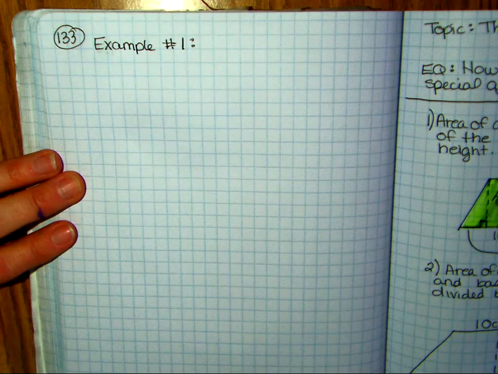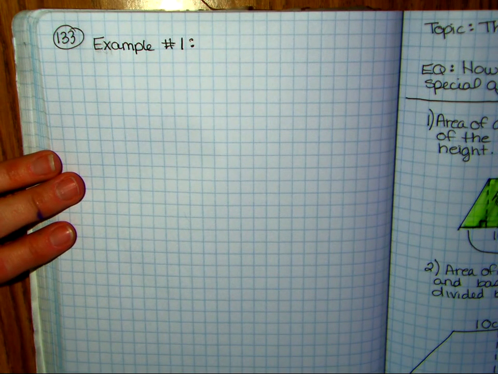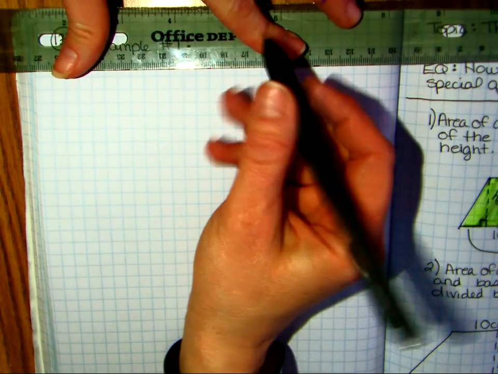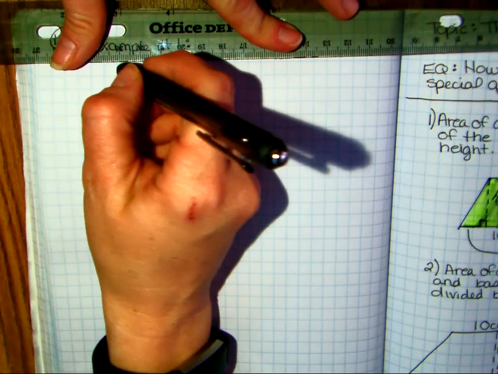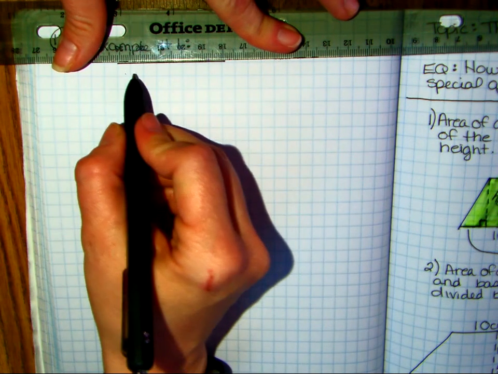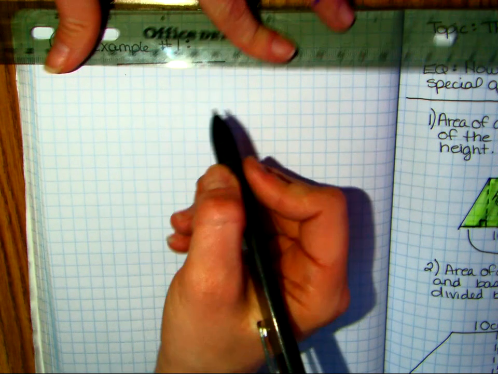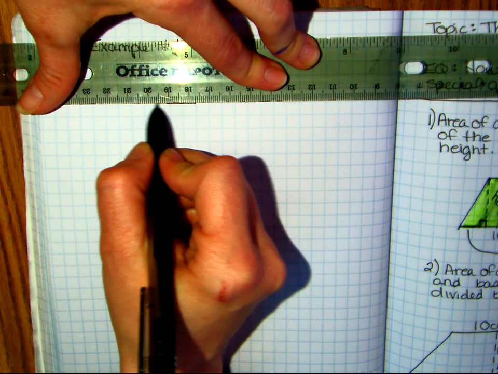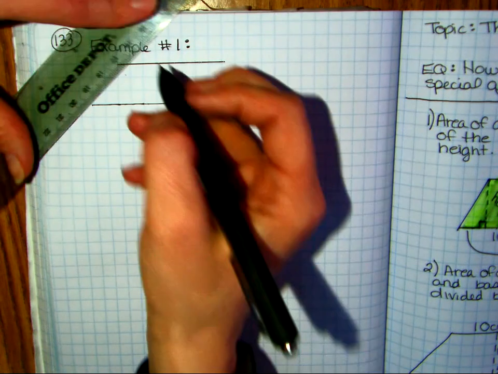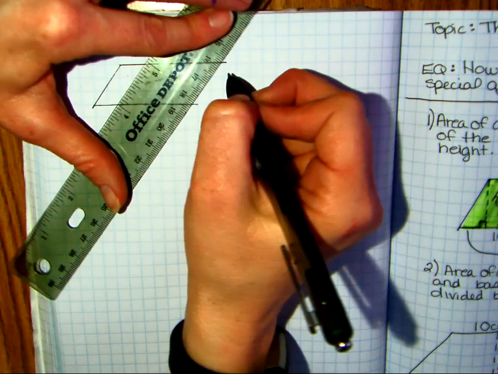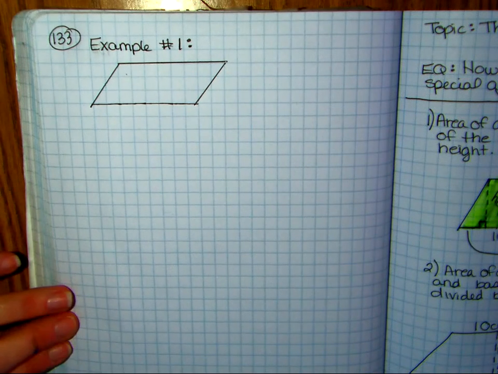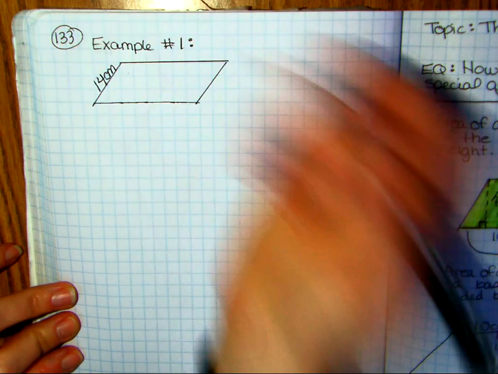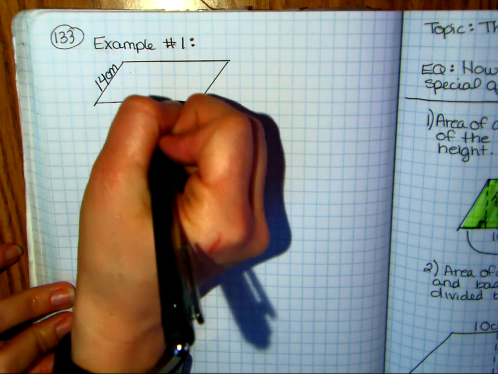Example number 1 is we are going to find the area of a parallelogram. I said a trapezoid, but a parallelogram. We'll do a parallelogram first. Remember, once again, this is not drawn to scale. On this one, I'm going to tell you we've got 14 centimeters here, 19 centimeters here.